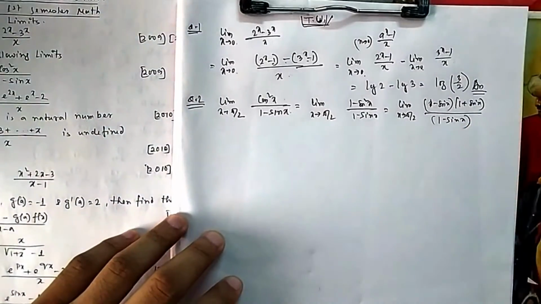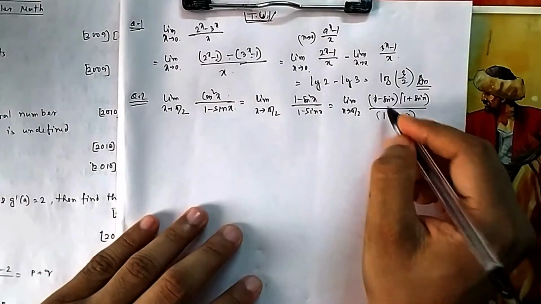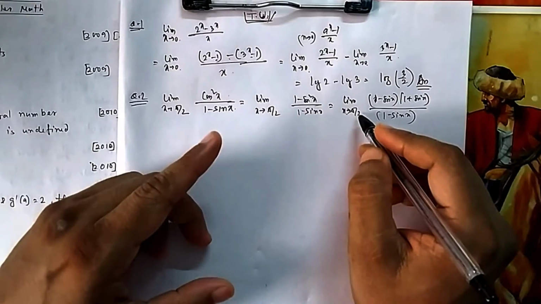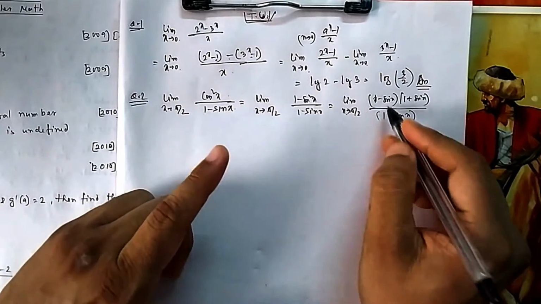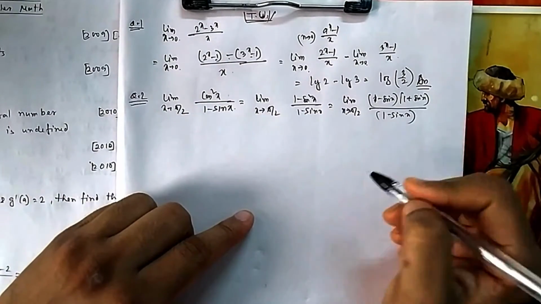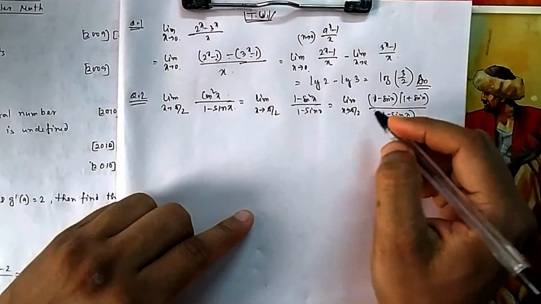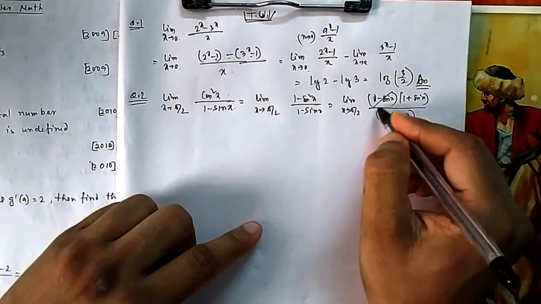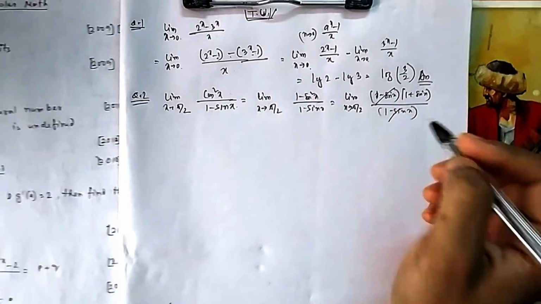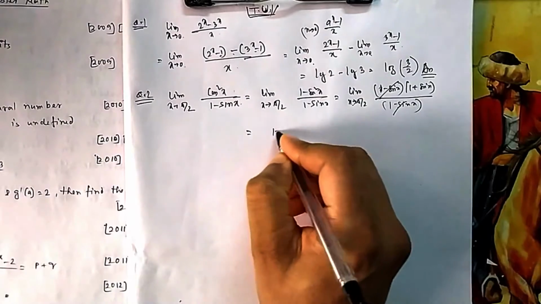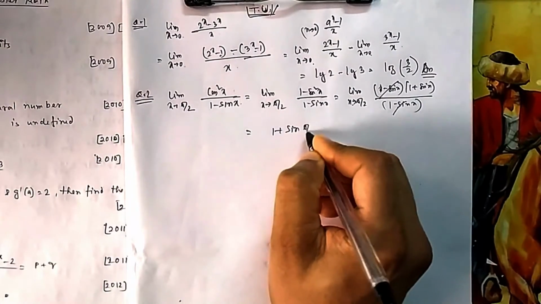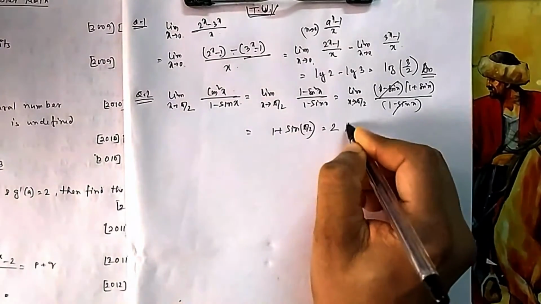Generally we cancel this, but we cancel only when they are not 0. Here it is not 0 because x is tending to pi by 2, x is not equal to pi by 2. If x equal to pi by 2, then they become 0, and you cannot cancel 0 by 0. Because x is not equal to pi by 2, you can cancel. This is the advantage in limits; normally we cancel without thinking so much. Then sin pi by 2 is 1, plus 1 is 2. So that is the answer.